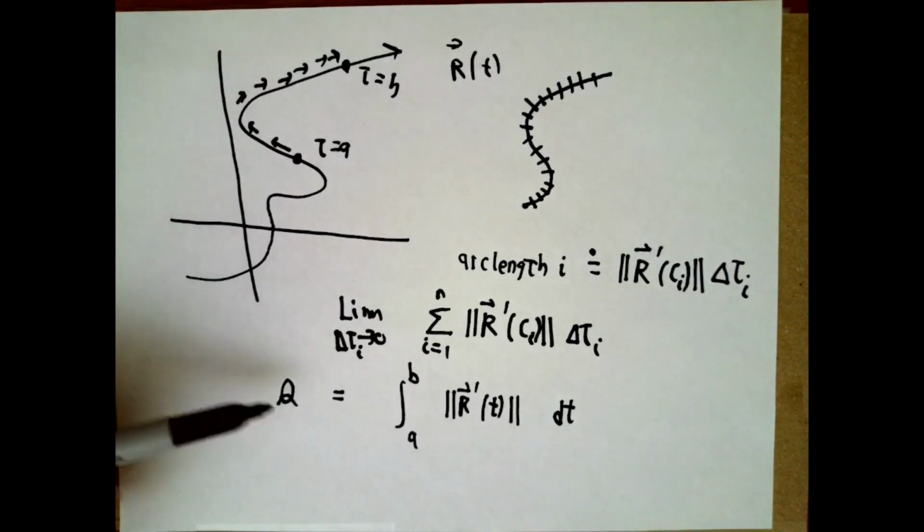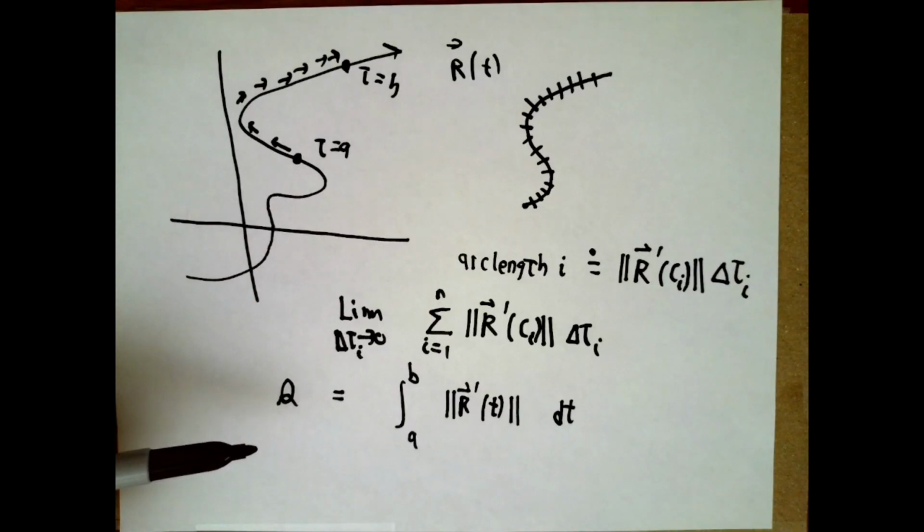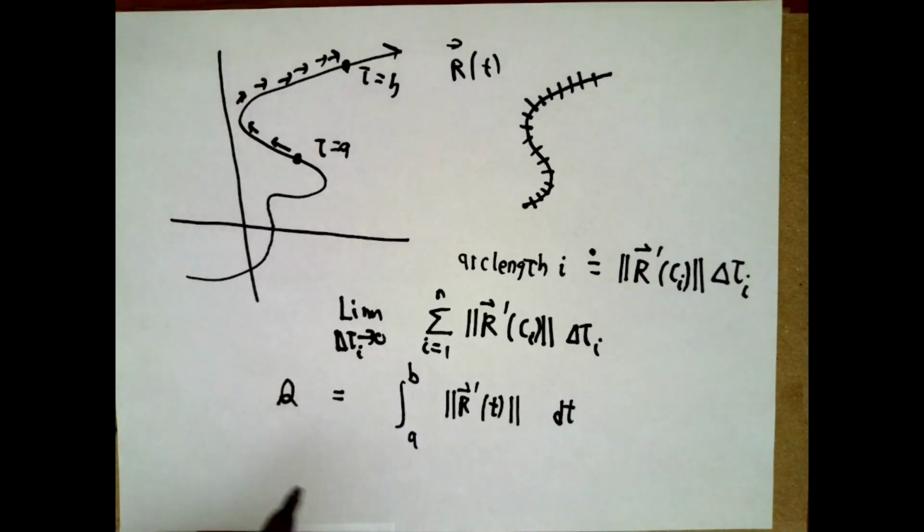I'll use a lowercase cursive s for arc length, and assuming that all of these derivatives and integrals can be done, the arc length is just the integral from the beginning t value to the ending t value of the speed with respect to time. In most cases, the integral is too complicated to work out in closed form, even though if the speed is continuous, then the integral certainly exists.